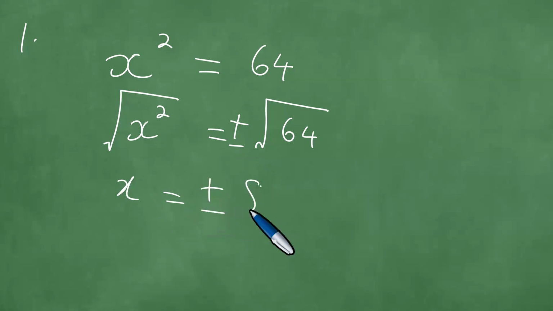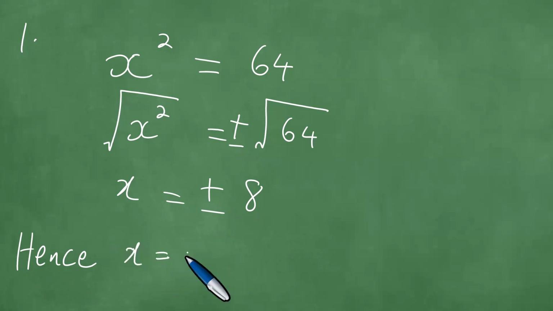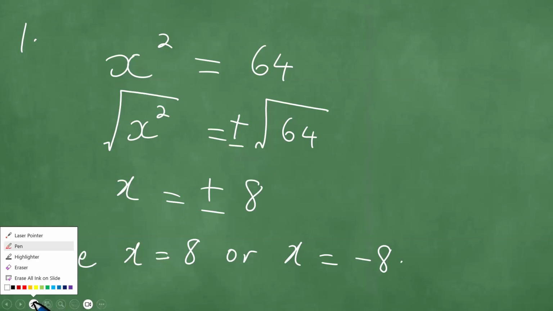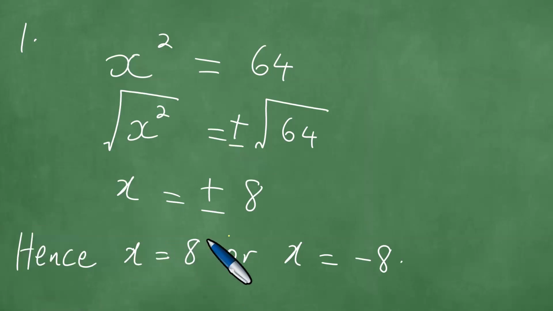The square root of 64 is actually 8. So there are basically 2 solutions to this. As a consequence, you can then say hence, what we have is that x is equal to 8 or x is equal to minus 8. And these are the solutions. x equals 8 or x equals minus 8. So as a consequence, we have solved this.